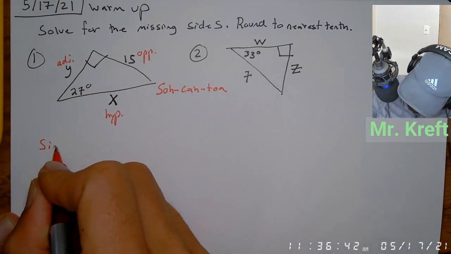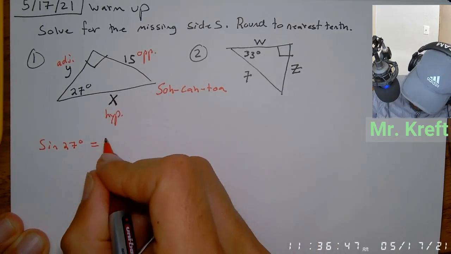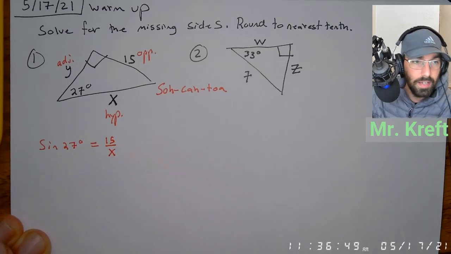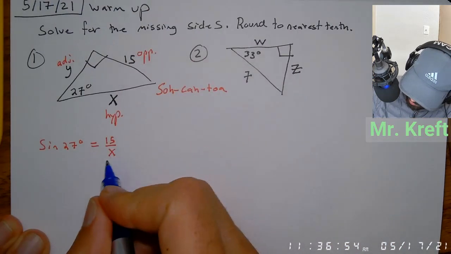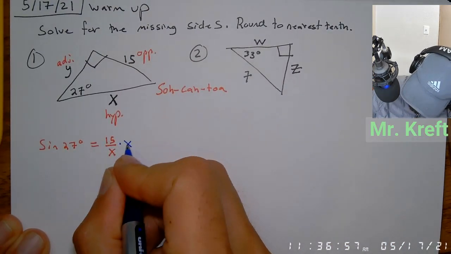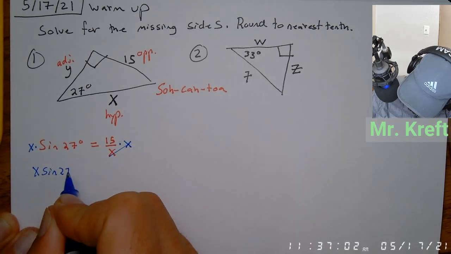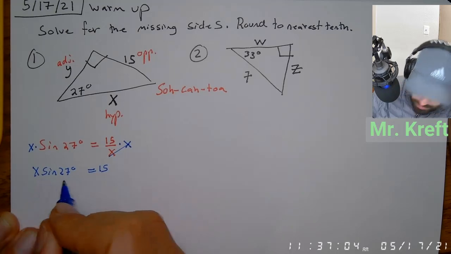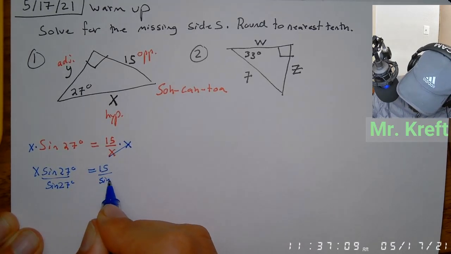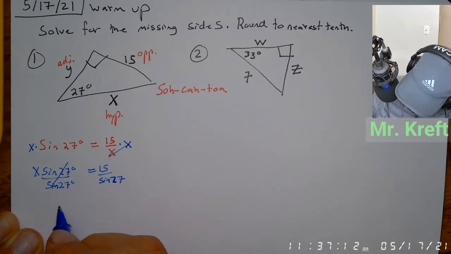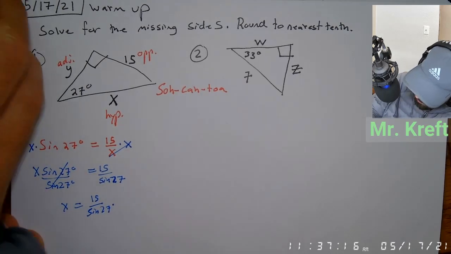So to solve for x, I'm going to do sine of 27 degrees equals, the O comes first, so 15 over x, and there's my setup to solve for x. To solve this, I want x off the bottom, so I'm going to multiply both sides by x, and I get x sine of 27 degrees equals 15. I don't want the sine of 27 there, so I'm going to divide both sides by sine of 27. So I get x equals 15 over sine of 27 degrees.